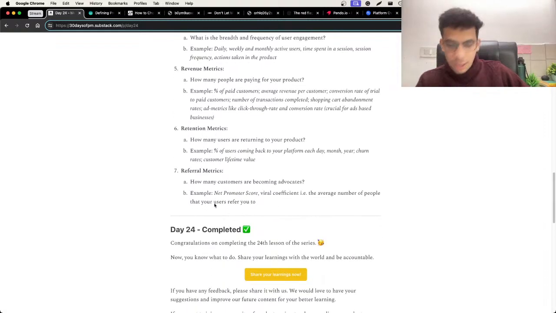Retention again being the amount of time they spend, and how are the users returning once they have used the platform? Are they returning regularly? Is it like a one time affair where they just log in and things like that? And when it comes to referrals, which are more on the user engagement side of things, you look at NPS scores, surveys, reviews, and things of that sort.